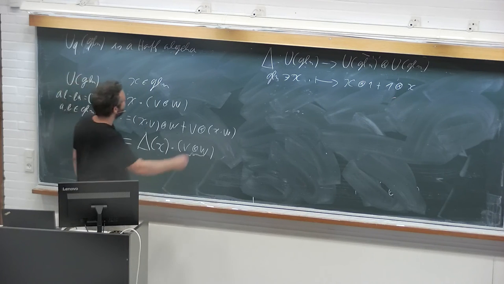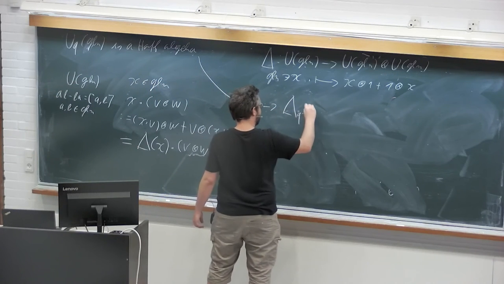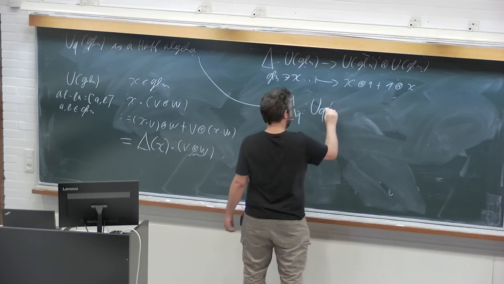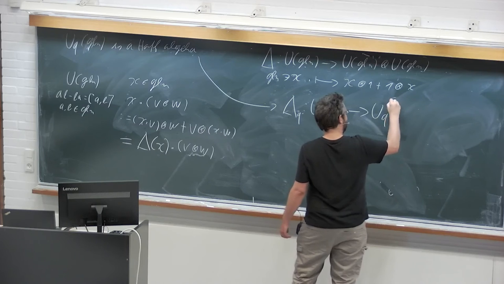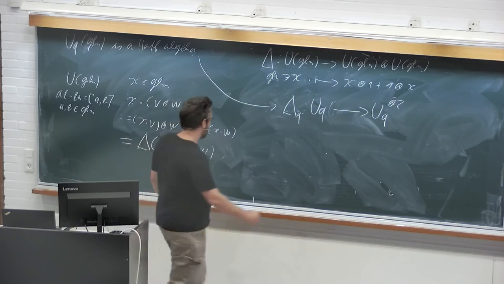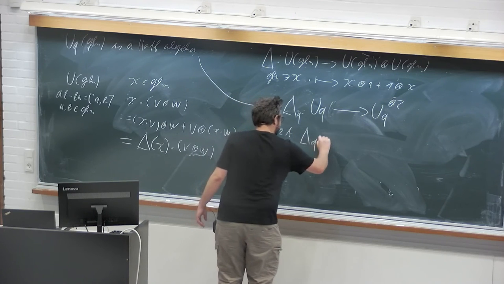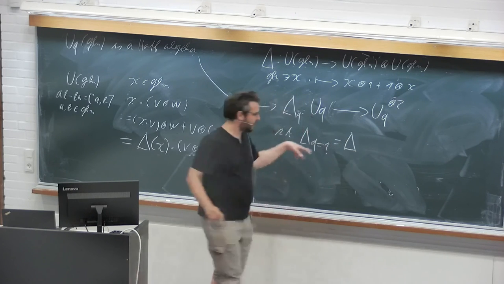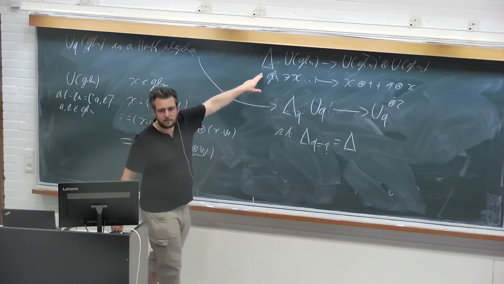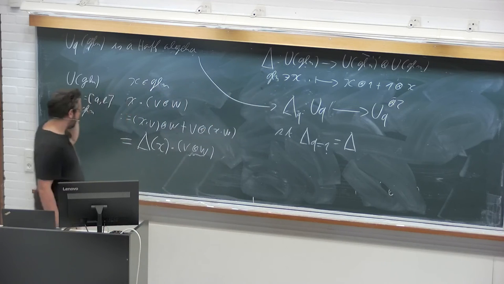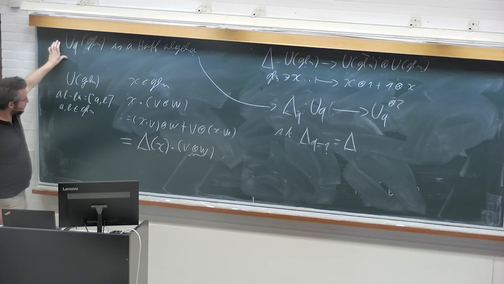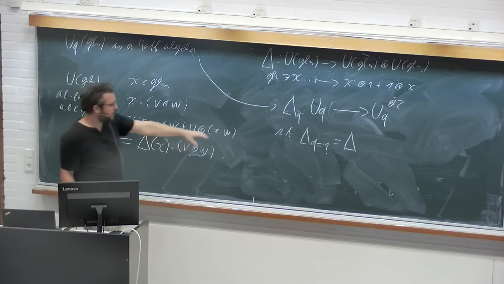So the claim is that this guy is a Hopf algebra. Let me just call it UQ. So there is a coproduct delta Q, which satisfies the axioms in such a way that if I set Q equal to 1, I just get back this one. And also the product is deformed and depends on Q. It's not quite true that those two algebras are isomorphic as algebras, but it is almost true. They have basically the same finite dimensional representations, but the coproducts are different.